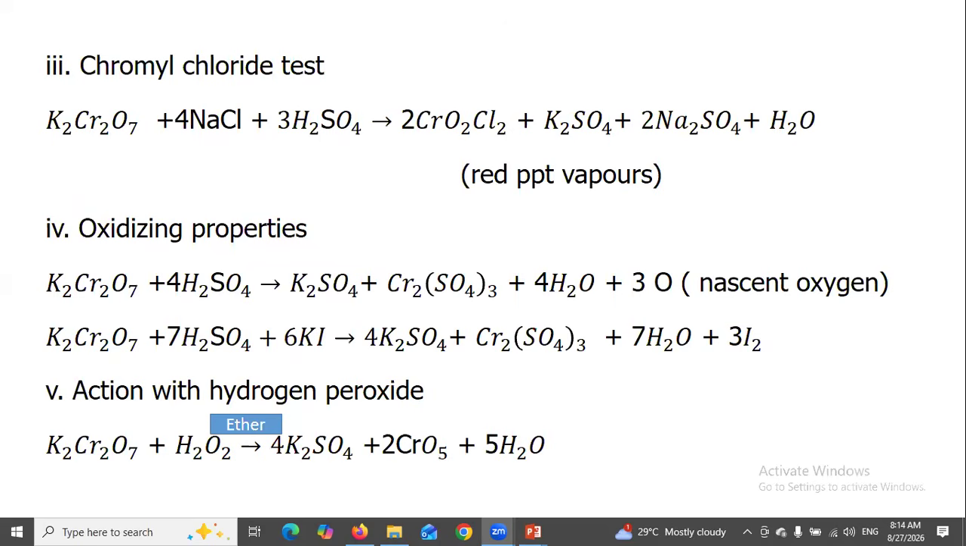Oxidizing properties. It produces oxygen when reacted with sulfuric acid, and reacts with potassium iodide to produce iodine. Action with hydrogen peroxide produces water.